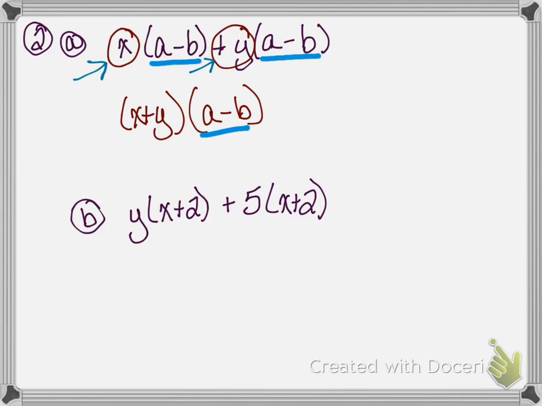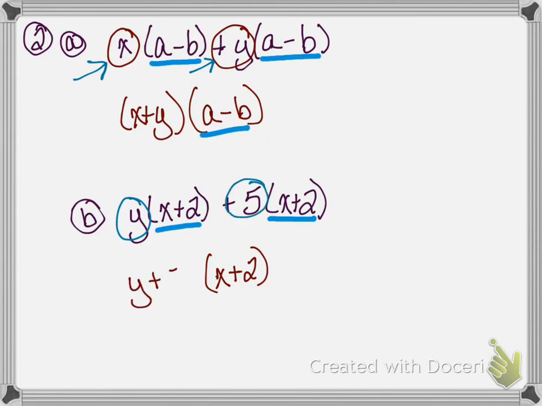So we're going to do that one again, or one like it again. So for this one, I have y times x plus 2 plus 5 times x plus 2. Look again, this x plus 2 is exactly the same. So you are going to write that down as one of your binomials. Your other binomial is going to be y plus 5. So don't make that type of problem harder than it is. You've already got it, so don't make that harder than it is. Okay?